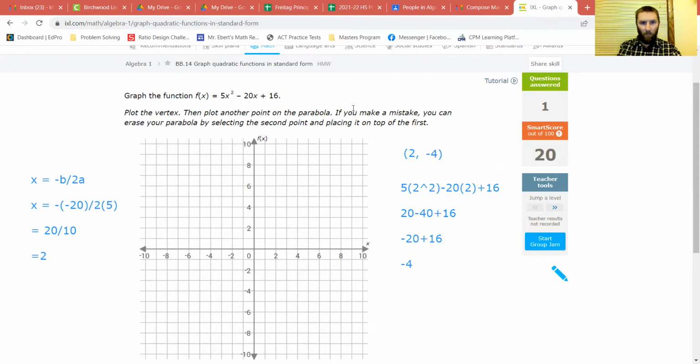So that's my vertex, and I'm going to plot it on my graph right now. 2 comma negative 4. Click. All right. Now I just need to find one other point. Can I use the y-intercept? No, because it says plus 16. So darn it, can't do that. I can't plot plus 16 on the graph. So I'm going to have to use overs and ups again.